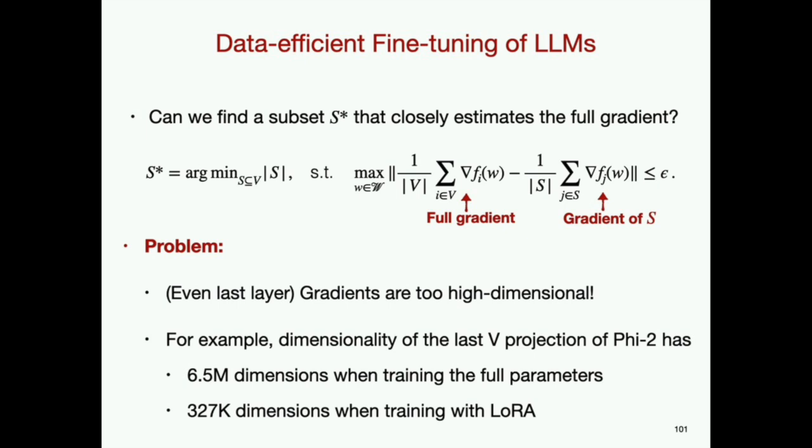Even if we train with LoRA, which is fine-tuning the model in a lower dimensional space, this last layer, and I'm only talking about the V projection in the last layer, since we have KQV, still has 300K dimensions. And you remember that we want to do clustering, and capturing the pairwise similarities in such a high dimensional space becomes really meaningless. All the pairwise similarities become very similar, and we cannot find a meaningful subset.